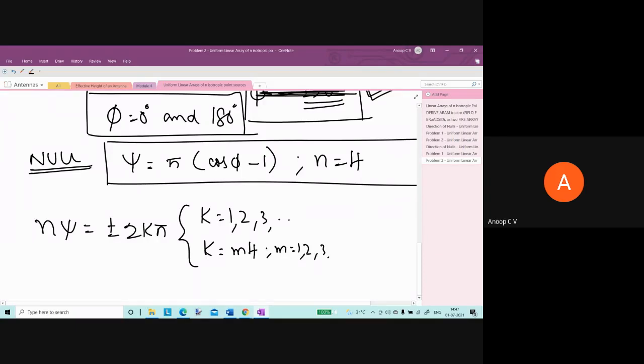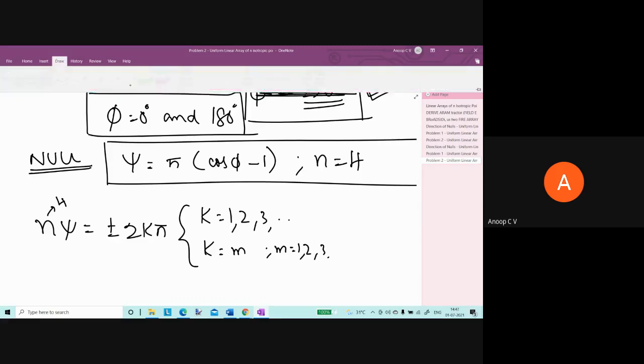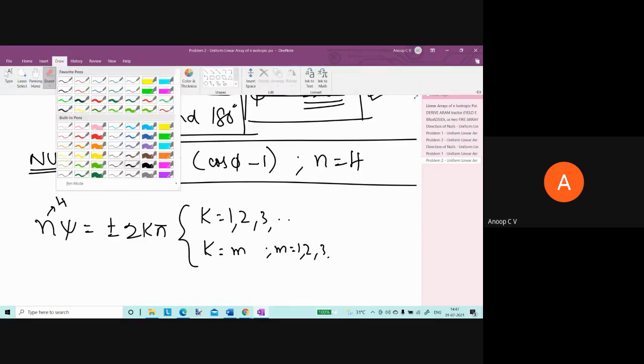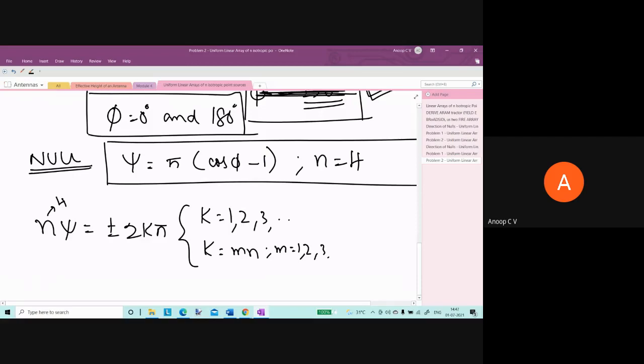So this is the case where n is equal to 4. M times n, I'll write. General case only I'll write initially. M times n I'll write. Not a problem at all. M times n, the general case is what I've written.